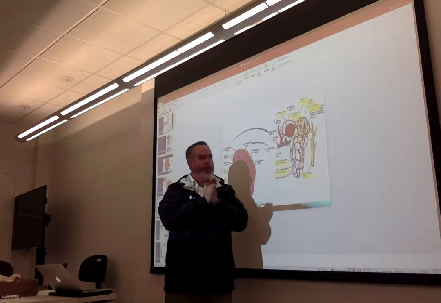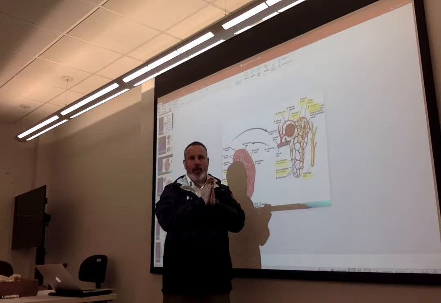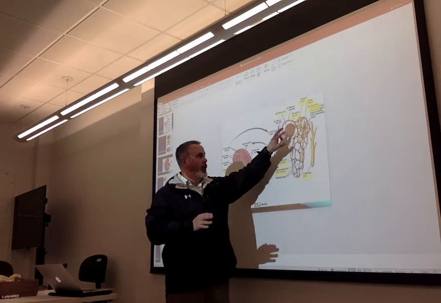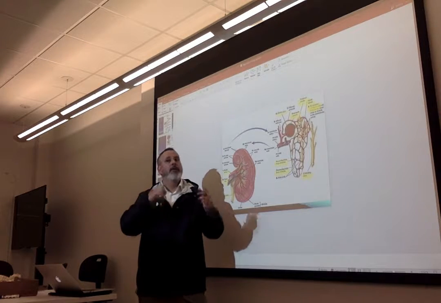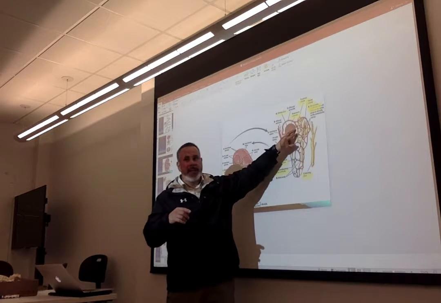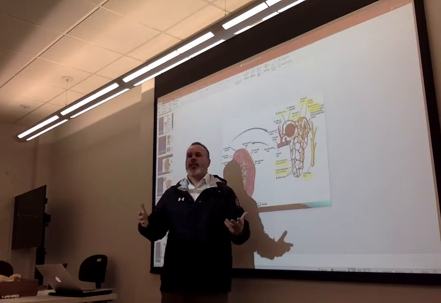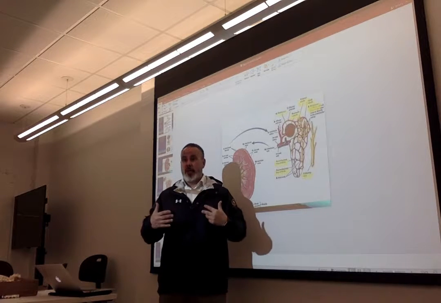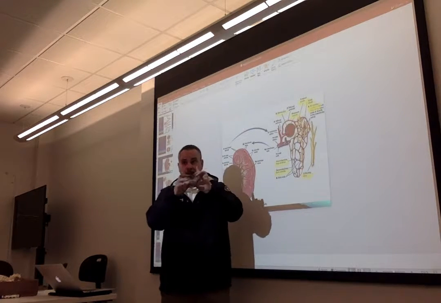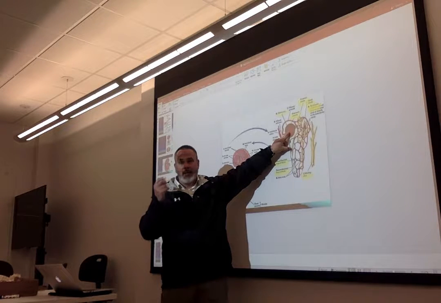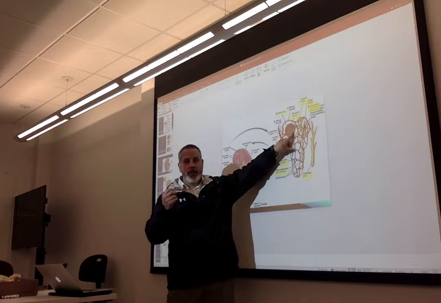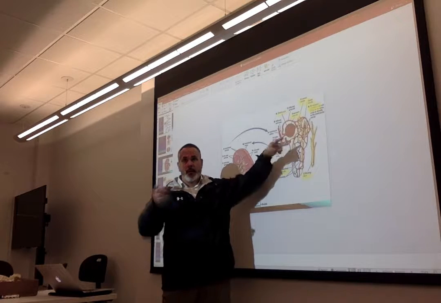Okay? 100% of filtration takes place where? The renal corpuscle. From what to what? From the glomerulus to the Bowman's capsule. Remember, what's the whole function of the kidneys? To filter waste from the blood, right? Okay? The blood it's being filtered from is in the glomerulus. Those are just tiny little blood vessels. It's captured by the Bowman's capsule.